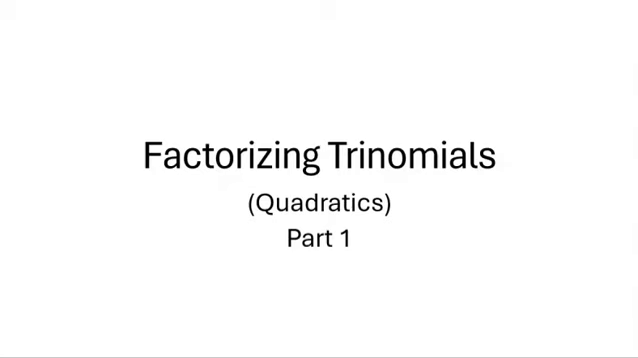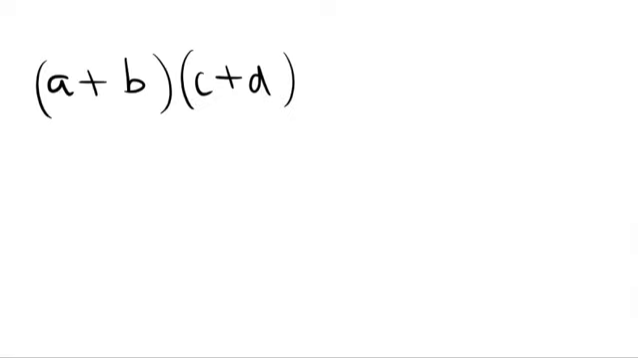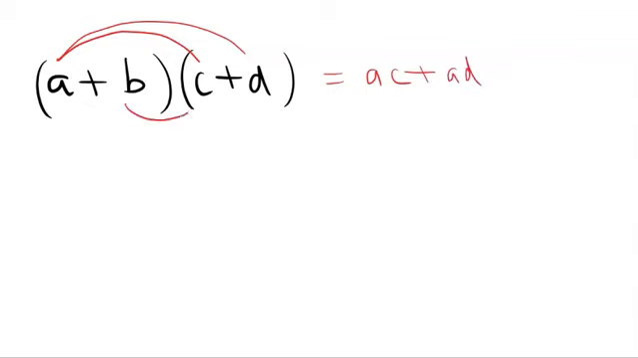Okay, before we start factorizing, let's quickly review expanding. Here, a plus b times c plus d. What we do, we multiply a by c and we get ac. Multiply a by d and get ad. B times c, bc, and then b times d, bd.